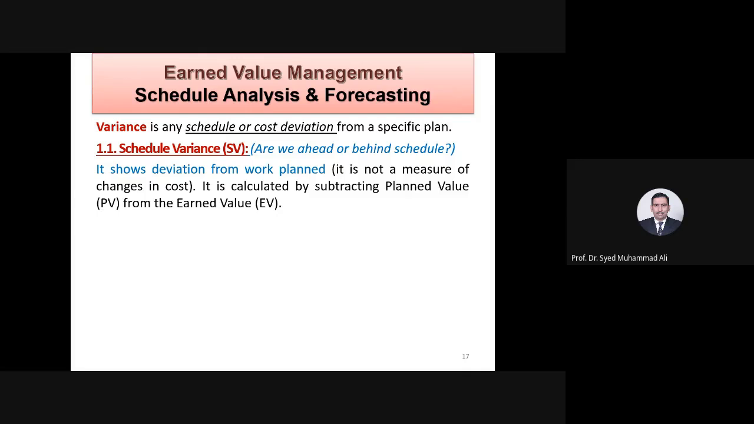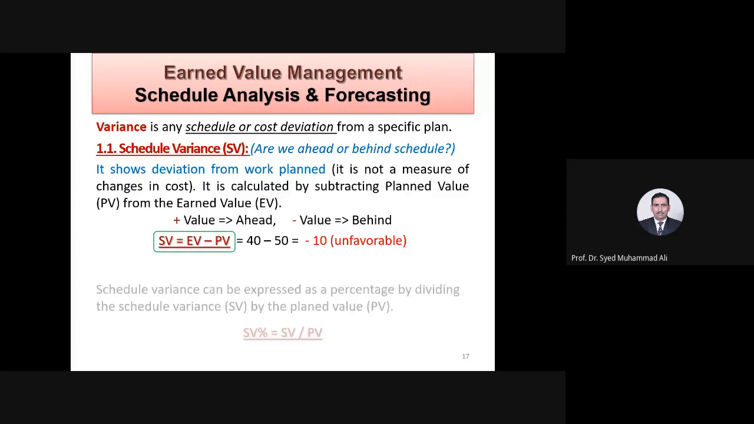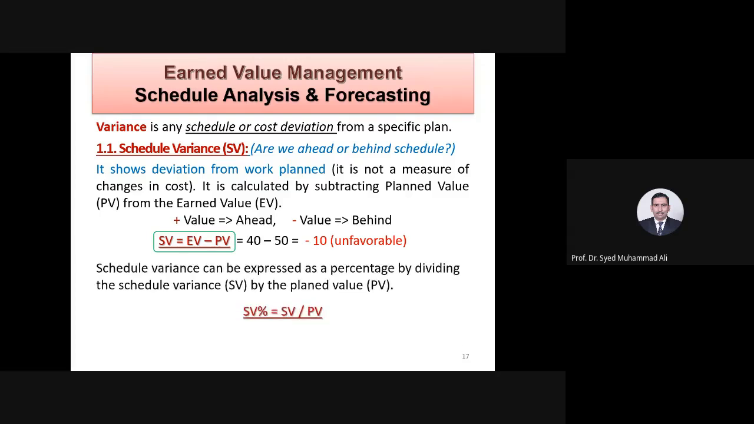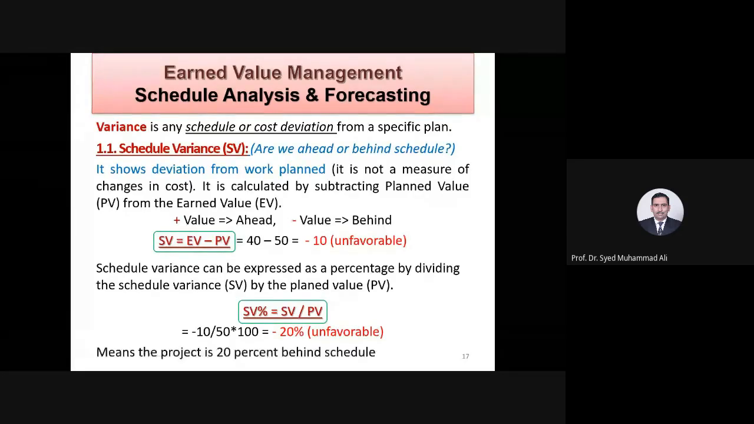Okay, schedule variance. Are we ahead or behind the schedule? It shows deviation from the planned work. It is not a measure of changes in cost. Plus value means ahead and minus value means behind. So SV is equal to EV minus PV. 40 minus 50, minus 10, unfavorable, which means you are behind. Schedule variance, SV in percentage, is equal to SV by PV. So minus 10 by 50, minus 20%, again unfavorable. It means the project is 20% behind the schedule.